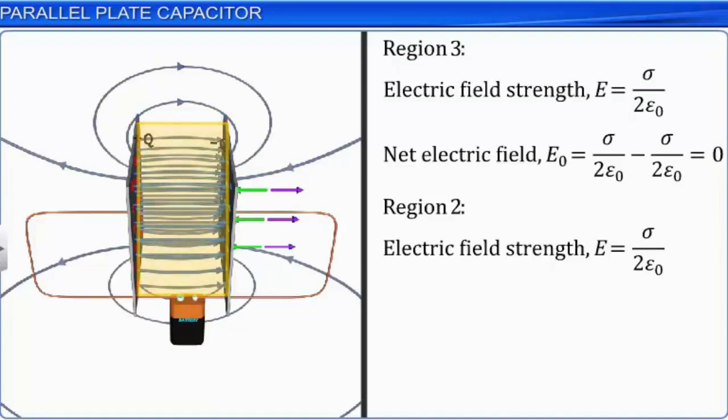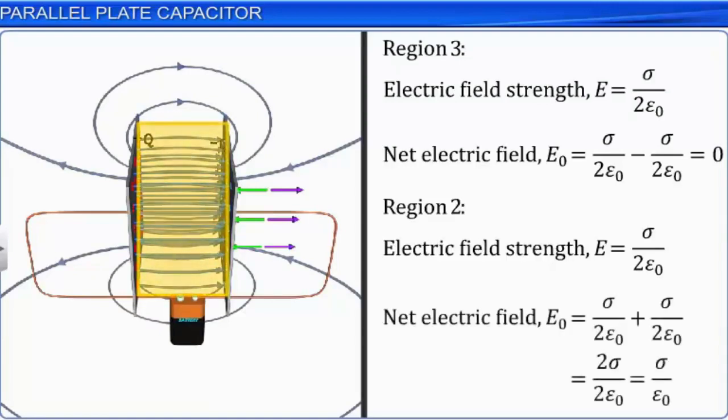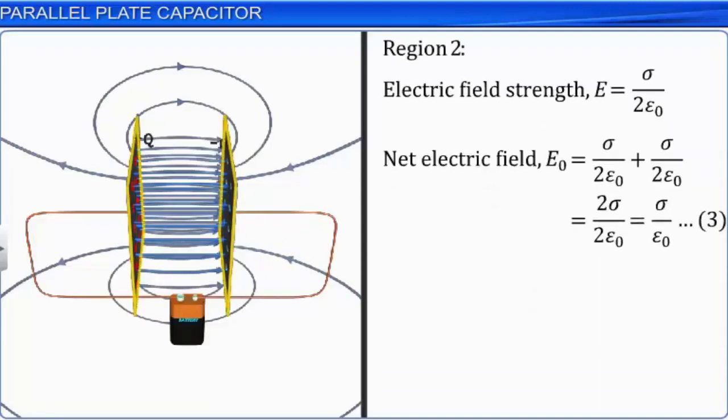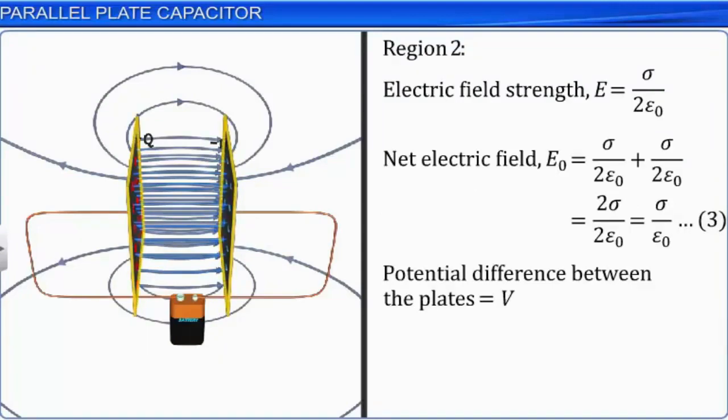Hence, in region 2, the net electric field strength E naught is equal to sigma by 2 epsilon naught plus sigma by 2 epsilon naught. On simplification, we get E naught is equal to sigma by epsilon naught. Let this be equation 3. Let the potential difference between the positive and the negative plates be equal to V. For a uniform electric field of strength E between the plates of the capacitor, we have V is equal to E naught d. Let this be equation 4.